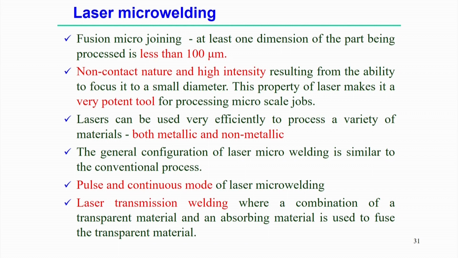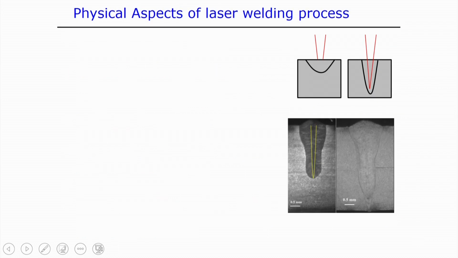Here a combination of a transparent material and an absorbing material can be placed in different ways, so that the laser energy will be absorbed in the absorbent. We will look into laser transmission welding further, but before doing that we will focus on other aspects of the laser welding process. If we look at the physical aspects of the laser welding process, we already have some idea that there are two modes. One is the conduction mode, another is the keyhole mode.